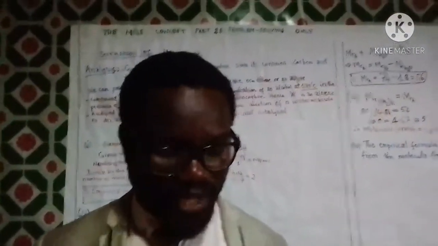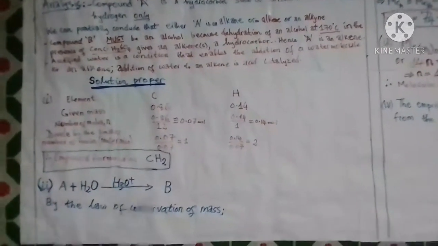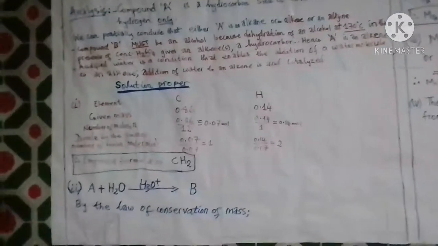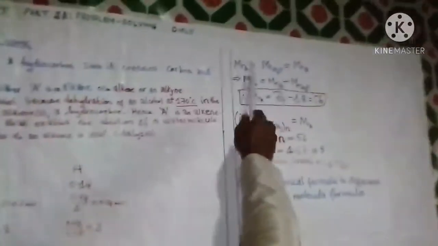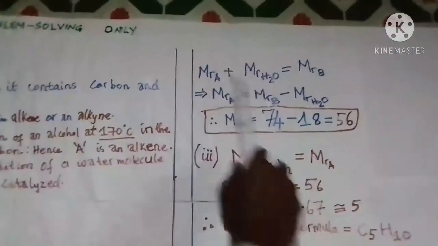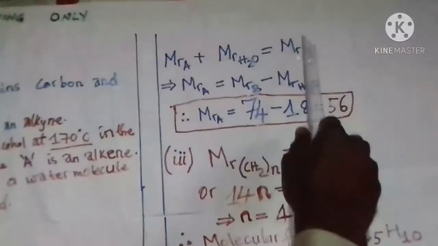Now in small roman 2, it says that from the reaction that produces B, deduce the molecular mass of A. Now we have A plus a water molecule in the presence of an acid to give B. We know that B is an alcohol and A is an alkene from the analysis above. By the law of conservation of mass, we have the relative molecular mass of A plus the relative molecular mass of water gives us the relative molecular mass of B, the alcohol.